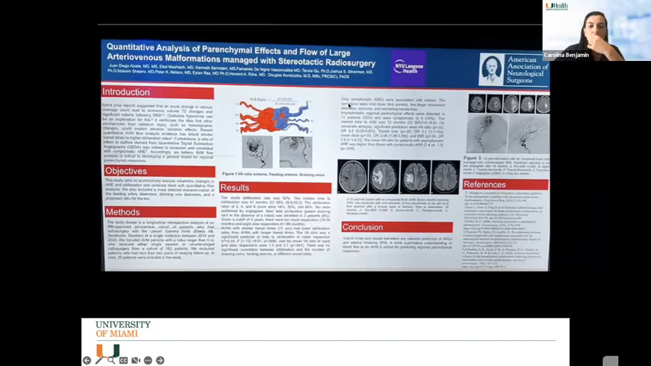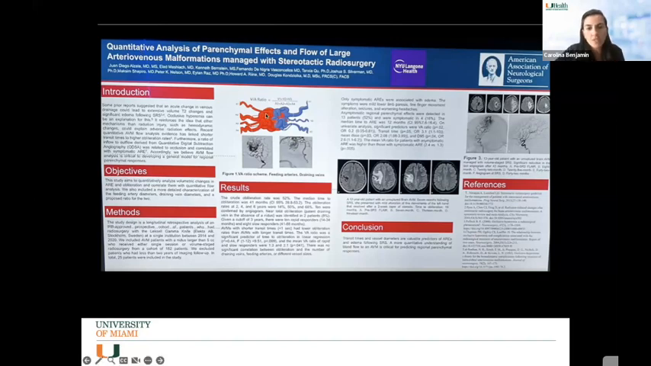Here's something hot off the press. This is actually out of Dr. Raz's group in New York as well. We're talking about the fact that we have adverse radiation effects if you have higher doses, higher volumes, and in certain locations. Can we quantify that? Is there a way to identify and measure the flow to tell us which patients or which AVMs are going to have higher risk of adverse reactions after radiosurgery?